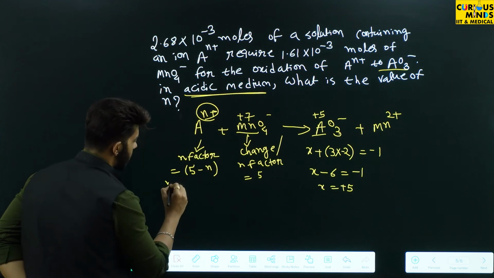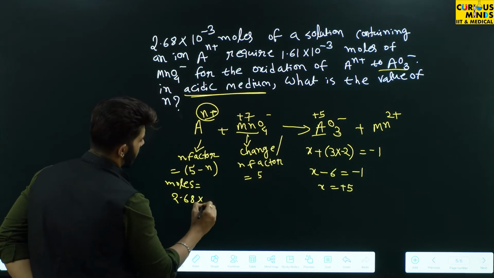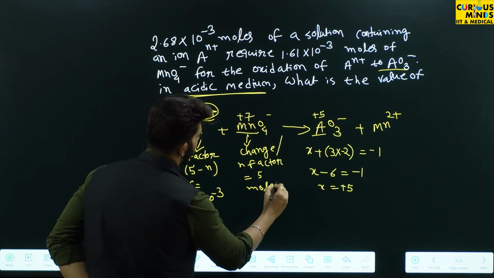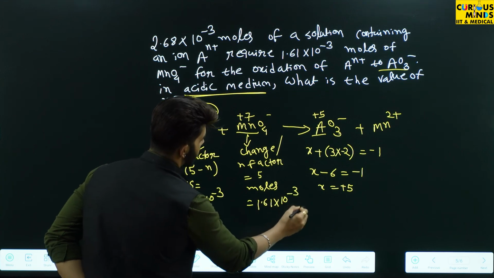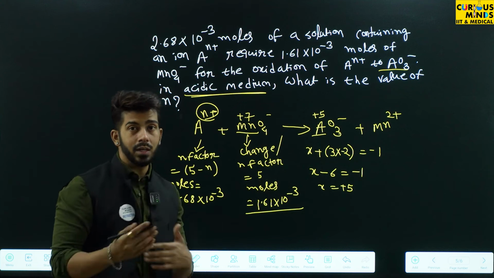Now what is the mole of this? So the number of moles is given, that is 2.68 into 10 raised to the power minus 3. What is the mole of this? Obviously it's given, it's 1.61 into 10 raised to the power minus 3. Okay, so moles are given, N factors we can find out.